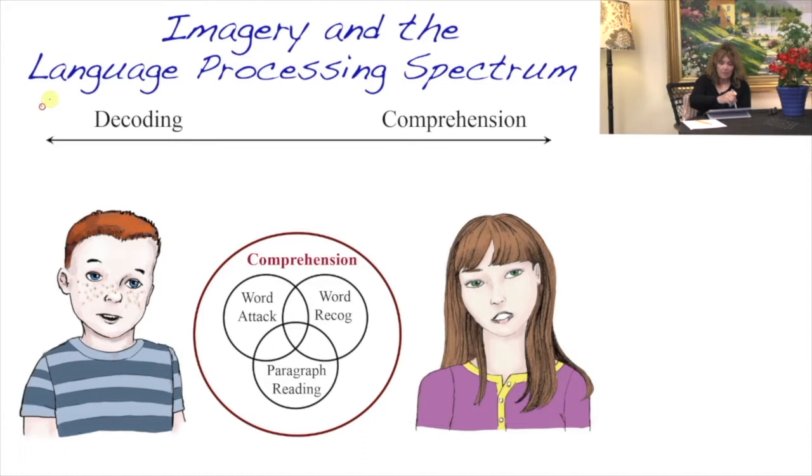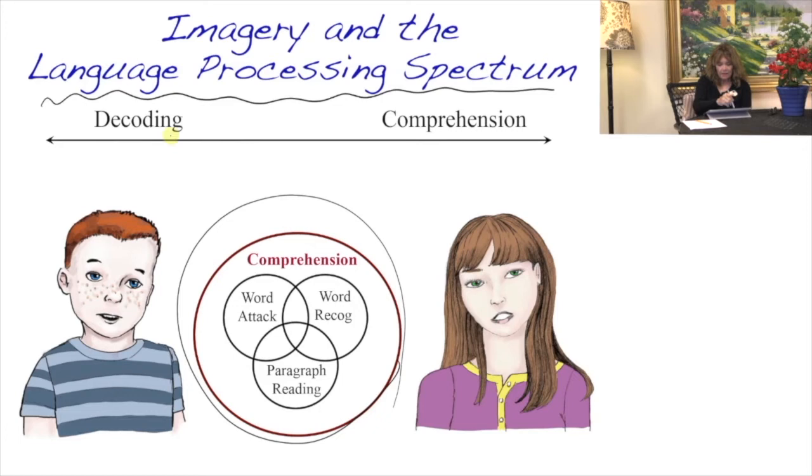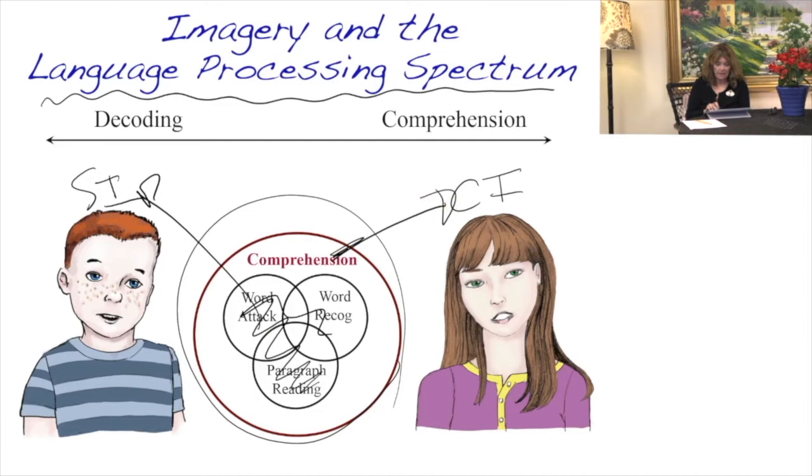So let me take you to the reading circles in the middle here, and then decoding for symbol imagery and comprehension for concept imagery. I think that you have that now. These circles would be related to symbol imagery. This big circle would be related to concept imagery.